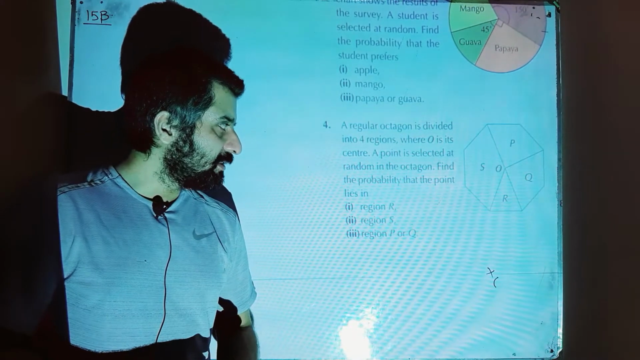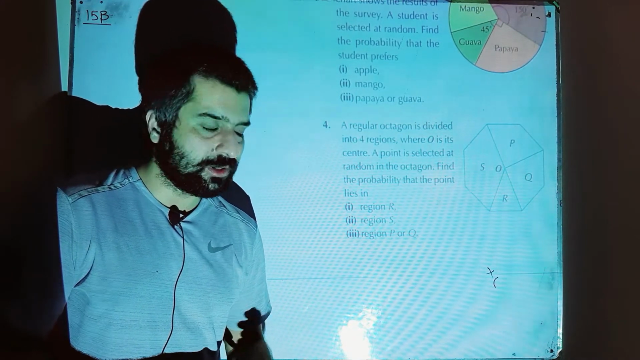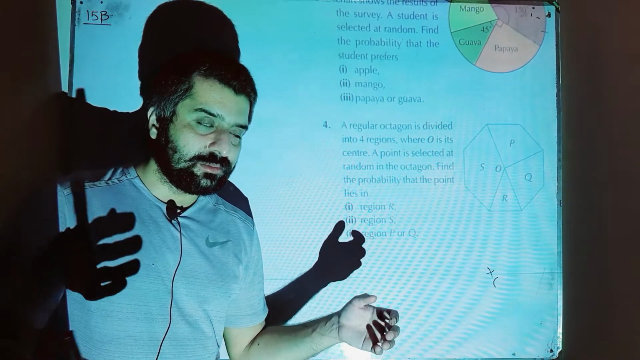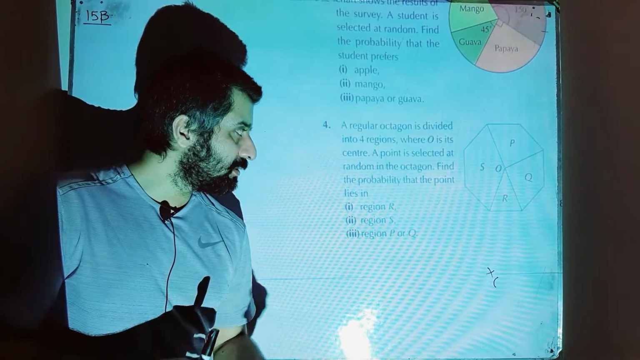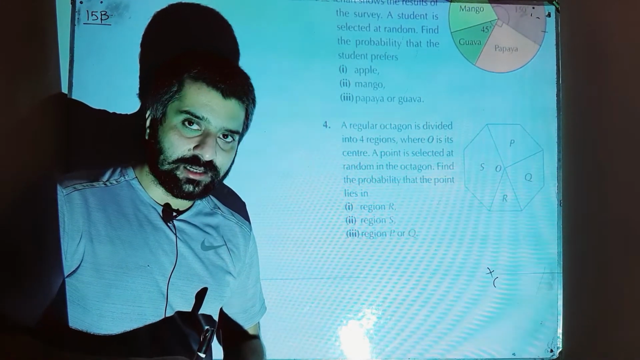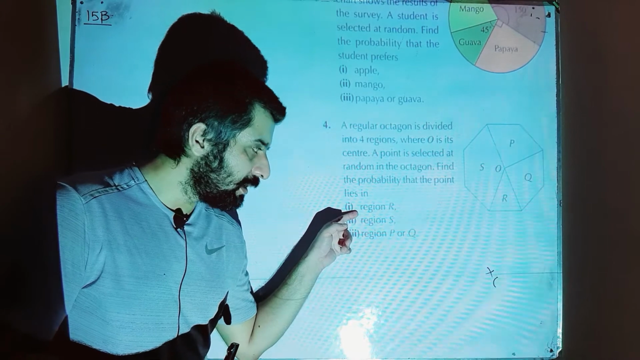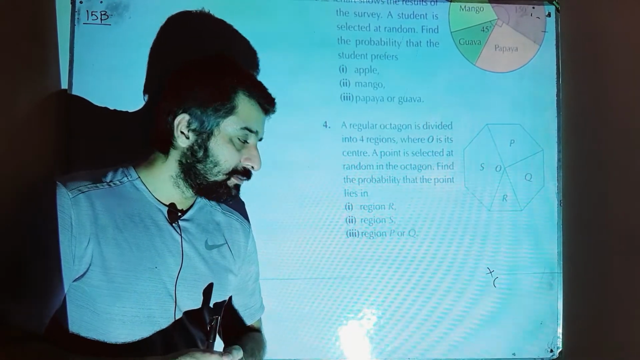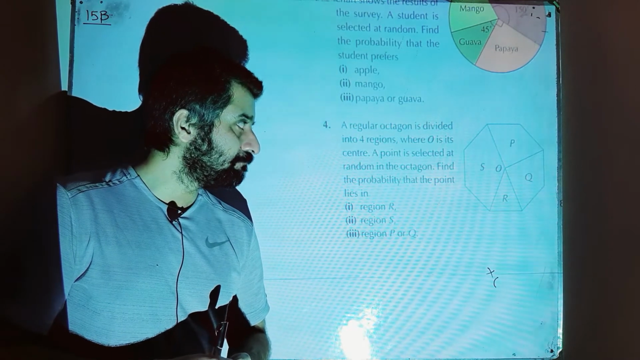A point is selected at random in the octagon. You are going to select a point at random anywhere in the octagon to find the probability that the point lies in region R, S, P or Q. Interesting.